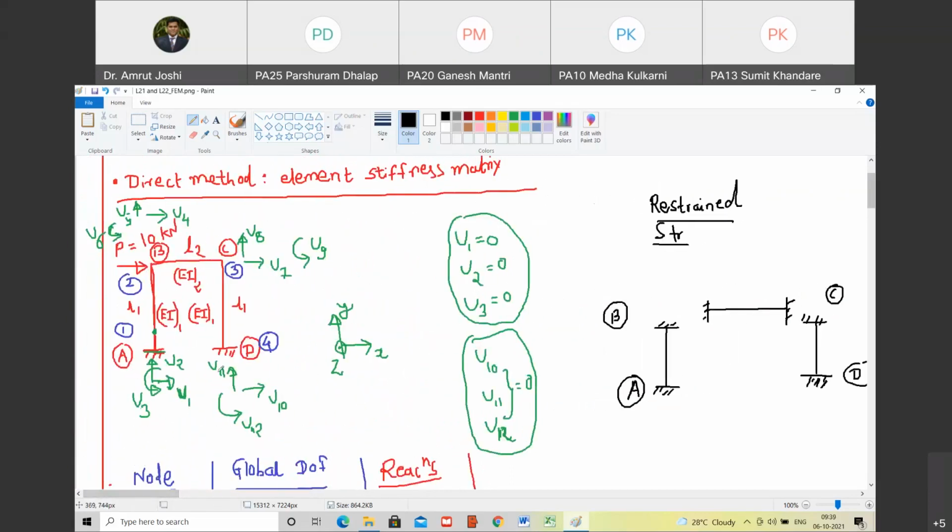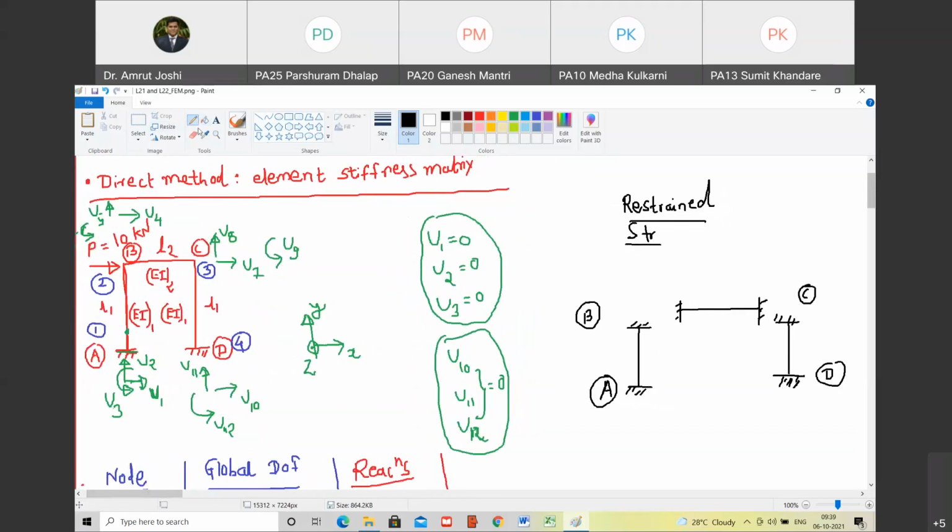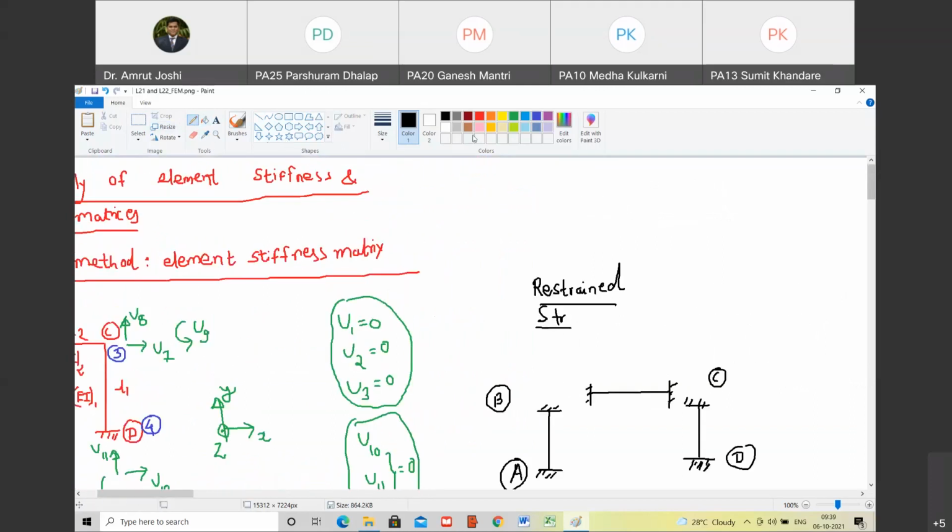Mind you, in restrained structure, we show all the member loads along with restraining the degrees of freedom. So if there was any member load on this member, we would show that load here. Are you with me? Yes, sir. So let us modify the problem and let us have a member load here. Are you with me? Yes, sir. So let me have a member load here.